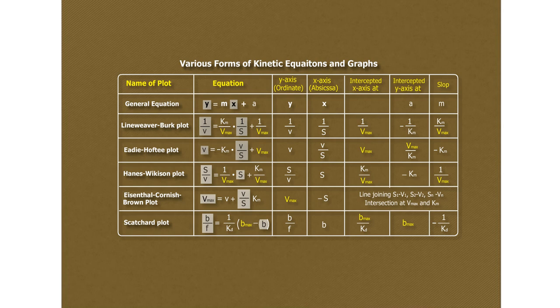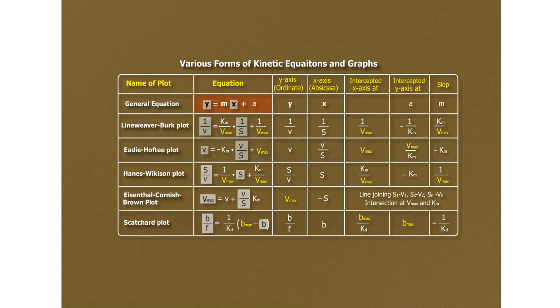Although the resulting equations retain the format of y equals mx plus a, the parameters corresponding to the x and y-axis vary. In the Eadie-Hofstee plot, for example, the y-axis is v, whereas the x-axis is v over s. The y-intercept is equal to Vmax over Km, and slope m is equal to minus Km.